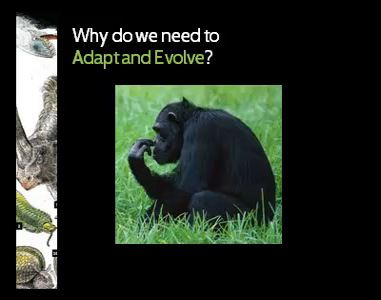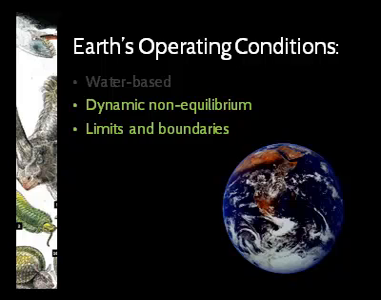All right, so why do we need to adapt and evolve? Why is that part of life's principles? Well, again, we get back to the Earth's operating conditions. We've got these 3 conditions. The adapting and evolving is really in response to the fact that conditions on Earth are in a state of dynamic non-equilibrium. So if conditions are constantly changing and it's not predictable, what you need to do in order to accommodate that is to be able to constantly adapt, which is a shorter term thing, and evolve, which is a longer term thing.